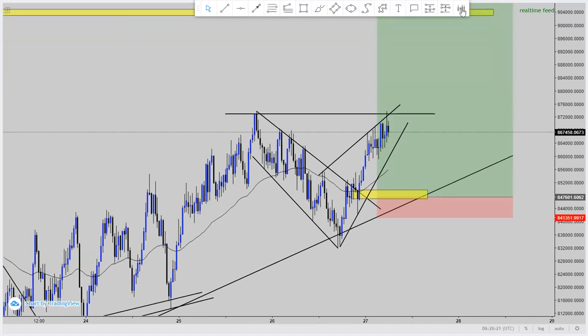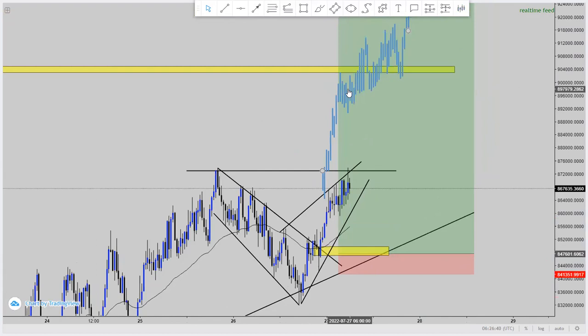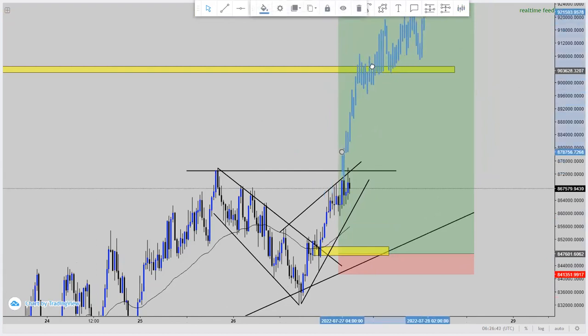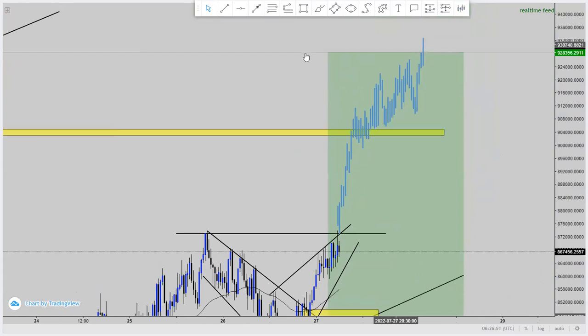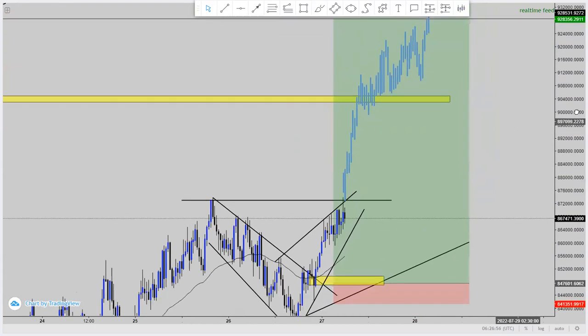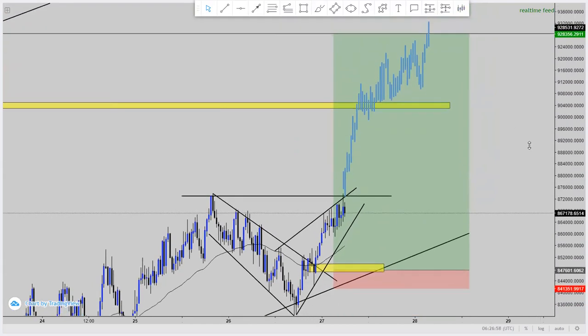Basically, I'm expecting something like this. Let me just see. Something like this. I'm expecting it to happen after it breaks this channel. After it breaks out of that level, I'm expecting something like this, all the way to our target, which is this key level there. So once that area is broken, expect serious movements there.